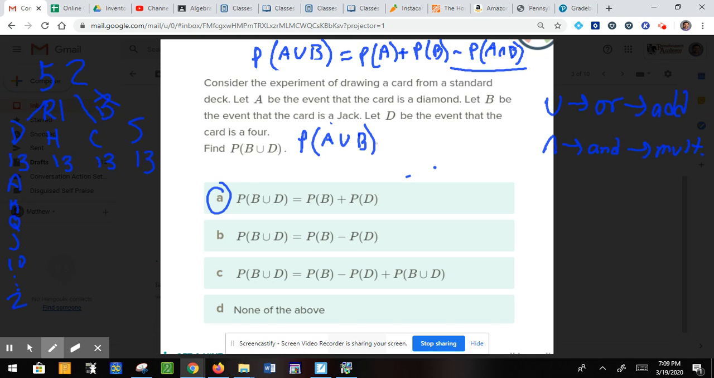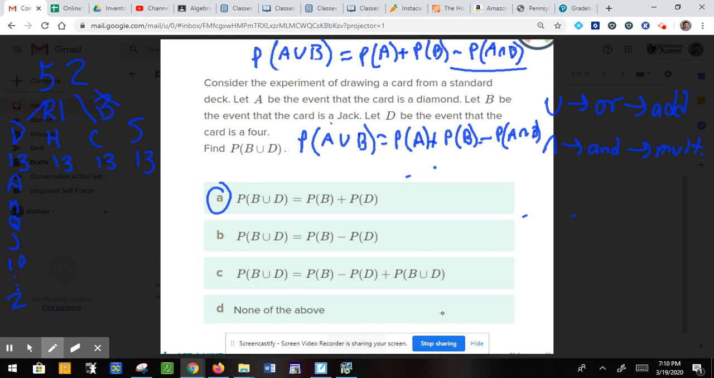All right. So for this one, it would be the probability of A, which is the probability of getting a diamond card, plus the probability of B, which is the probability of getting a jack. And then you would have an overlap because there is a jack of diamonds. So within the diamond cards, there is a jack. So there is overlap. So you have to subtract that out because you're not going to count that card twice.